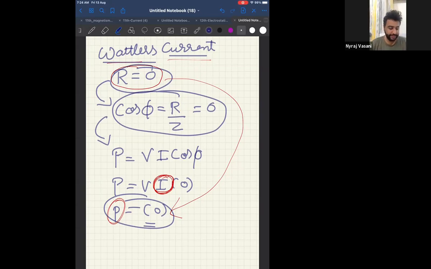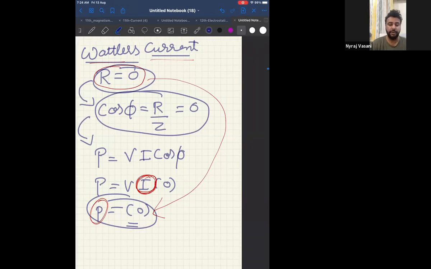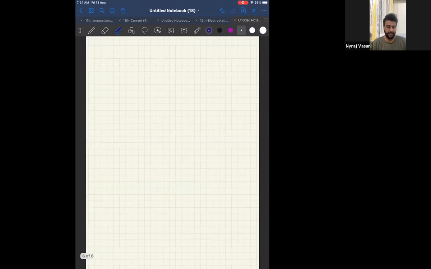Okay, now below that there is something called properties. Just check below wattless current, there is something called properties. See the first property. The average of wattless component over one cycle is zero. That you already know because power is zero. Correct? Therefore, make a note of that one particular point. The average of wattless component over one cycle is zero. Make a note.